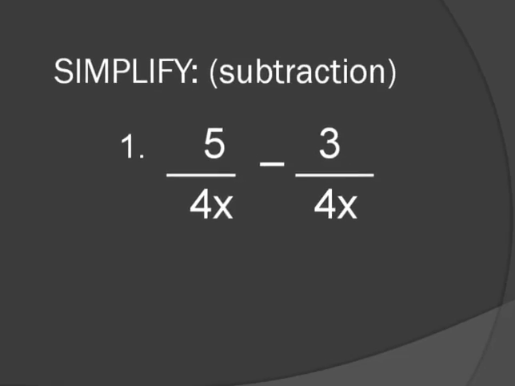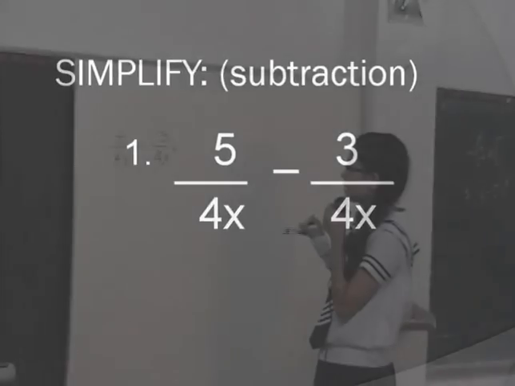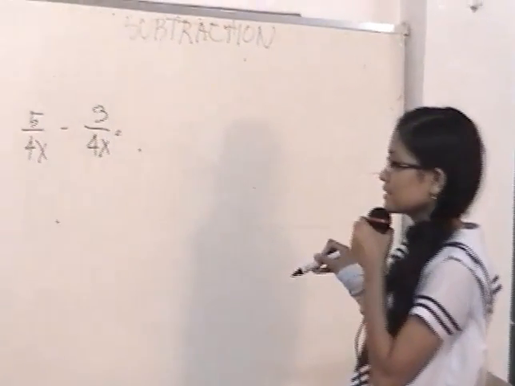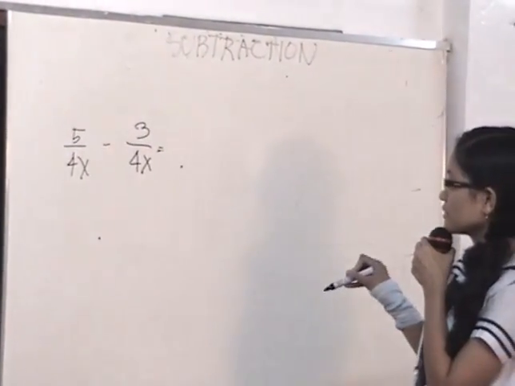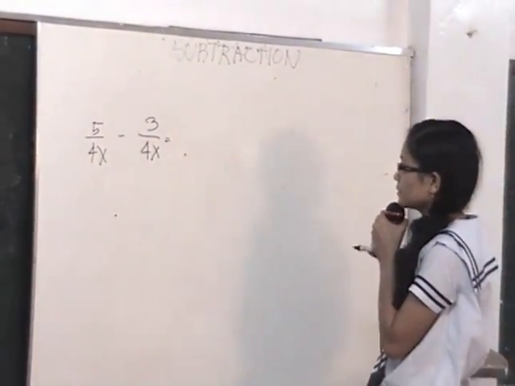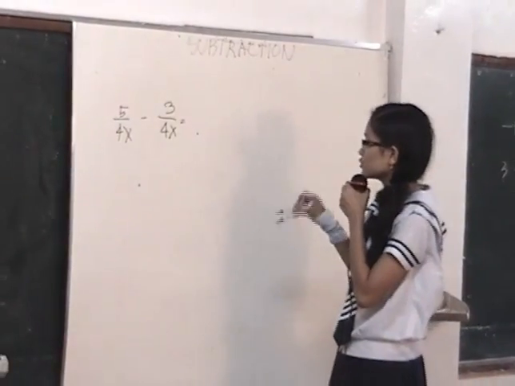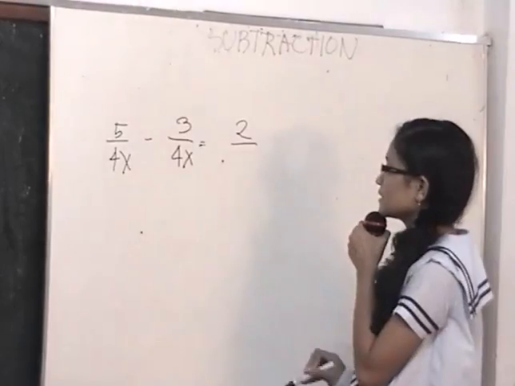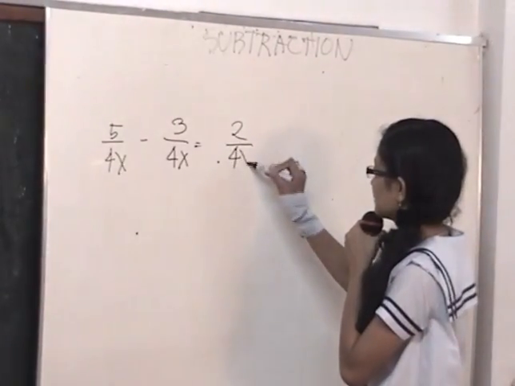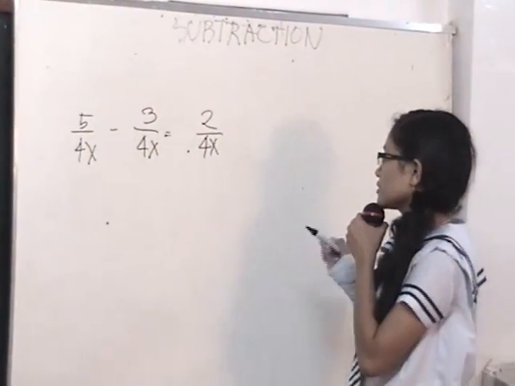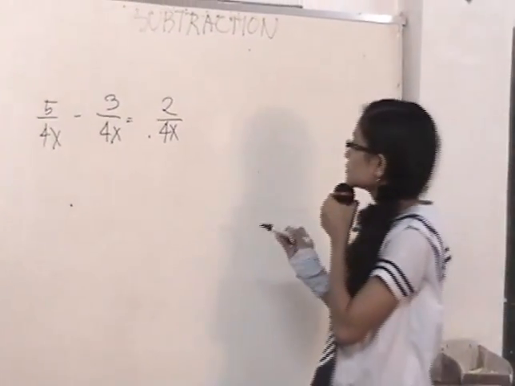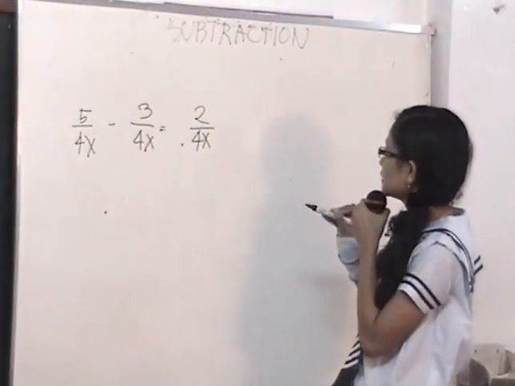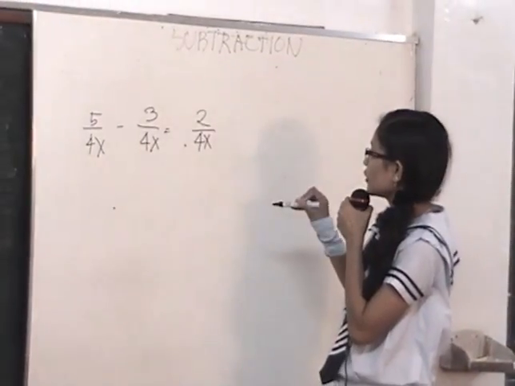To subtract these expressions, 5 over 4x minus 3 over 4x, since they are similar fractions, or the denominators are the same, we only subtract the two numerators. 5 minus 3 is 2, then copy the denominator, which is 4x. Then apply the cancellation process. We can notice that the common factor of 2 and 4 is 2.